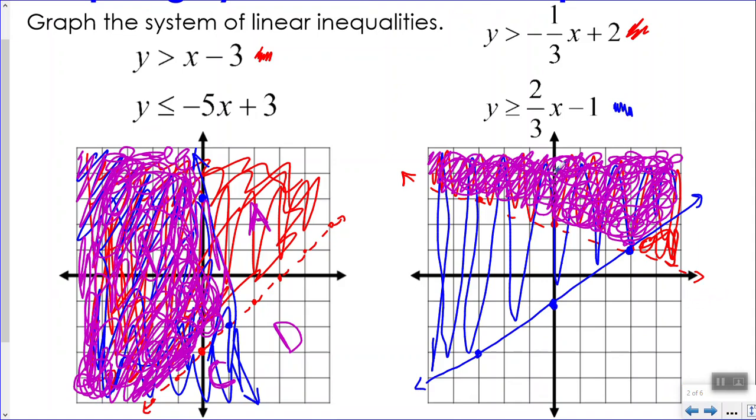Alright, so if we look at this system, we've got our first line in red. We have y-intercept of 2, down 1 over 3 for our slope. That was greater than, so we have a dotted line and we're shading above. And then for our second line, we have y is greater than or equal to 2/3 x minus 1. So we rise 2, run 3, have a y-intercept of -1, solid line. And again, we're going to shade above. We look for the overlap, which is all our stuff in purple up here, bounded by those two lines.